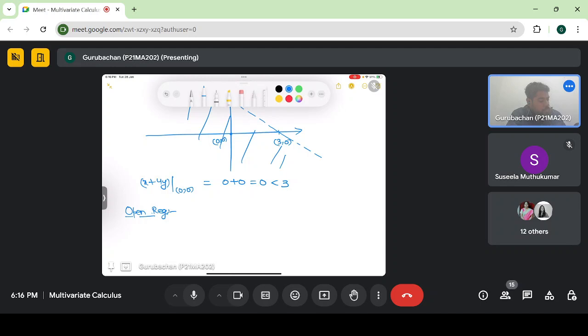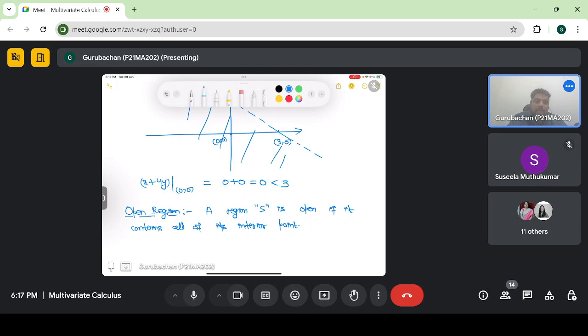What is an open region? Let me formally write it. A region, or to avoid confusion, S is open if it contains all of its interior points. And without writing, let me recall what an interior point is.